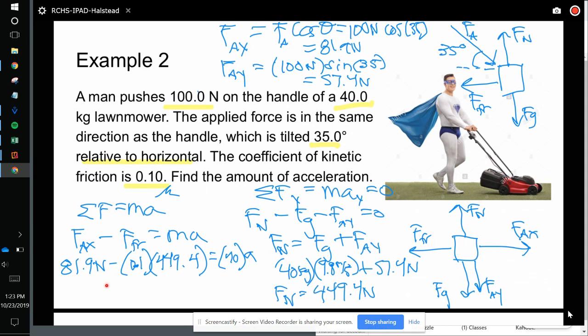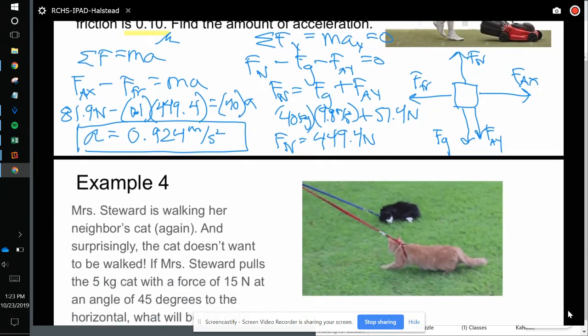So I end up getting that the acceleration is equal to 0.924, and our unit is meters per second squared. And that's our answer. All right, so a little bit more complicated because now you have that force at an angle and you have to first split it up into x and y components. And then because of that, you have this y component down here. So your normal force does not equal your force of gravity in this case. All right, and that's going to always happen when you have a force at an angle.